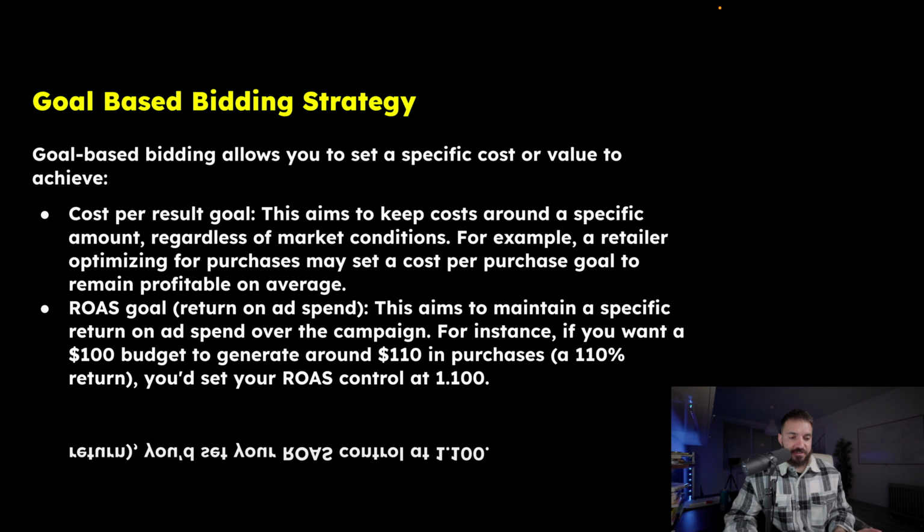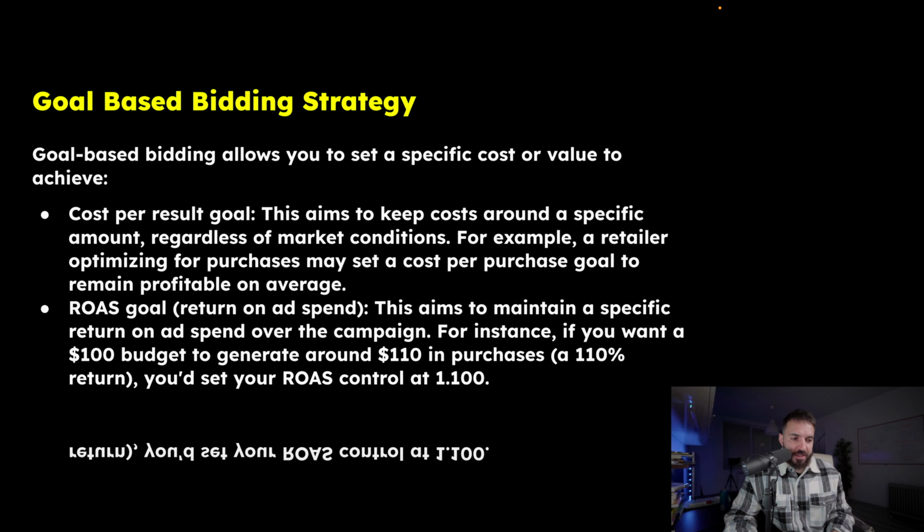Another goal-based bidding strategy you have is the ROAS goal. This aims to maintain a specific return on ad spend over the campaign. For instance, if you want a 100 budget to generate around 110 in purchases, you'd set your ROAS control to 1.1. I never use the ROAS goal. You could test it. I'm not sure if it requires any specific setup.